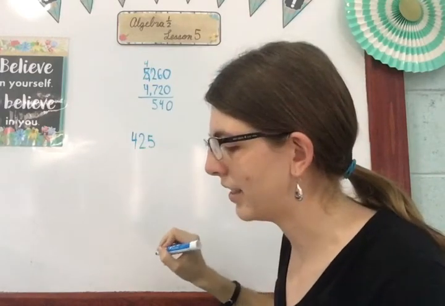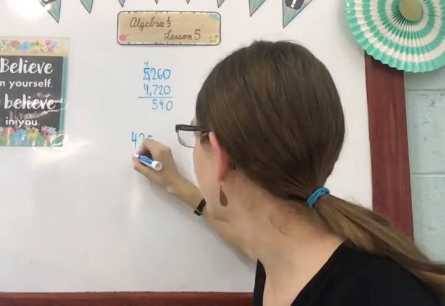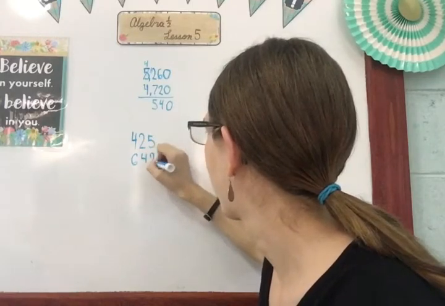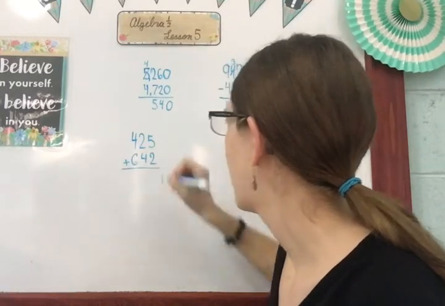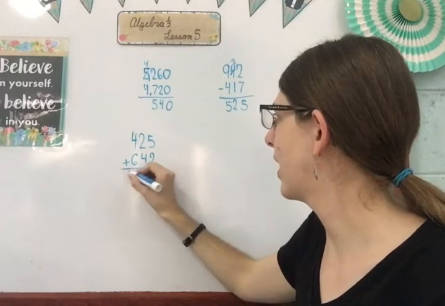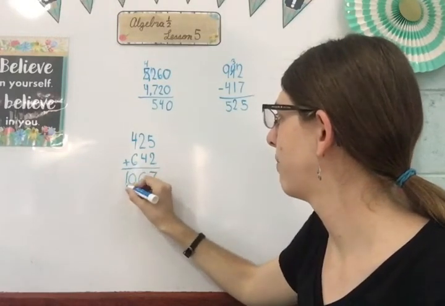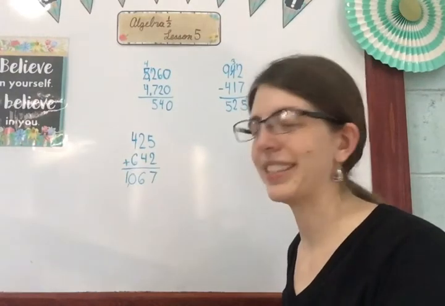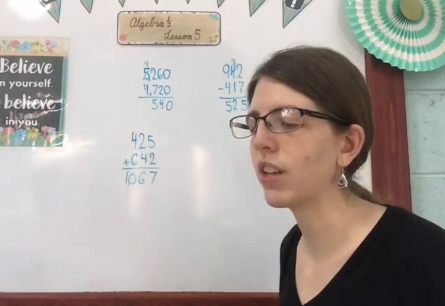The ones that stayed are 642. Add those together. 5 plus 2 is 7. 2 plus 4 is 6. 4 plus 6 is 10. So 1,067 ducks. Let's go to the next one.